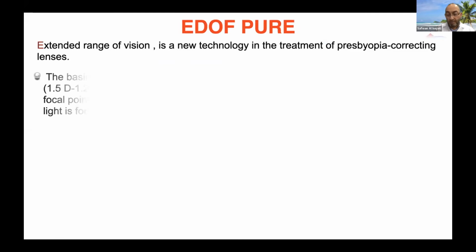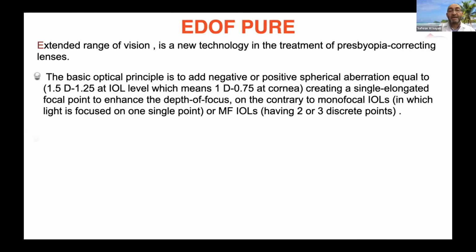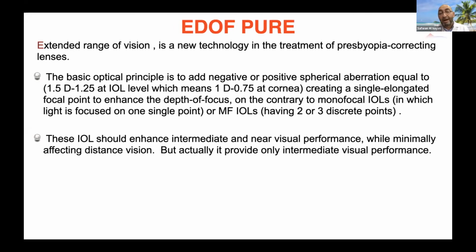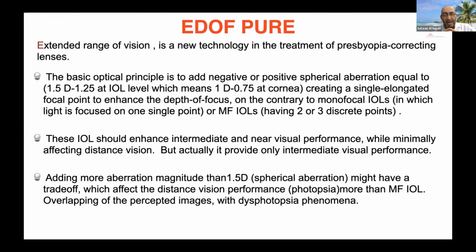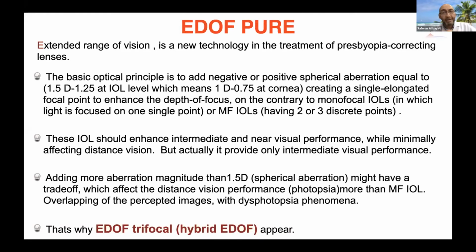I don't have any financial disclosure with any product that will be present in this presentation. Now, what do we mean by EDOF? EDOF presents an extended range of vision. It is a new technology that can be considered to correct intermediate vision, because the basic optical principle is to add negative or positive spherical aberration equal to 1.5, 1.25 at an IOL level, which means 1 diopter or 0.75 diopter at the cornea, creating a single elongated focal point to enhance the depth of focus.